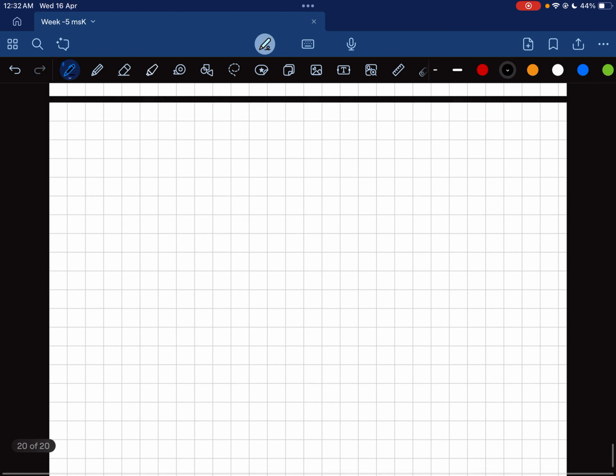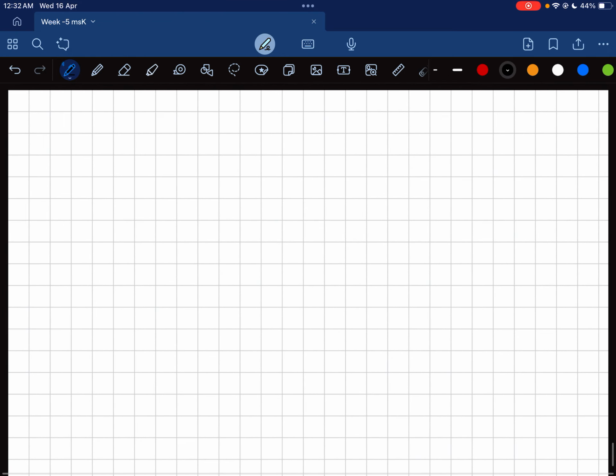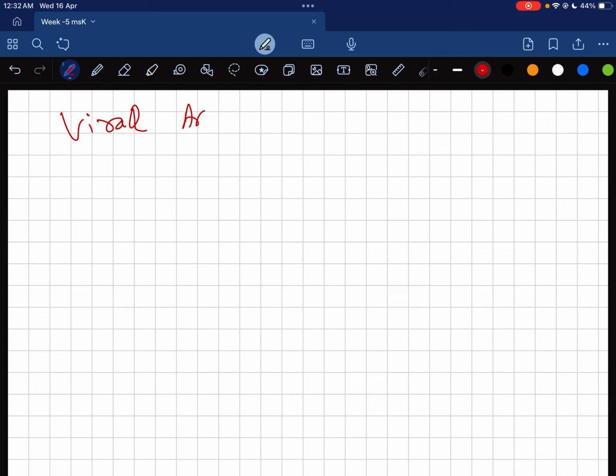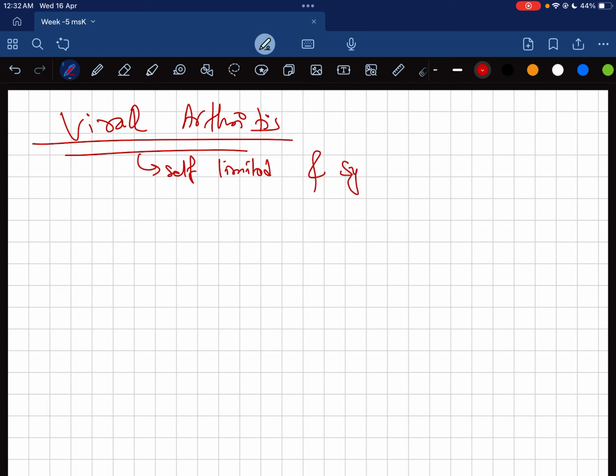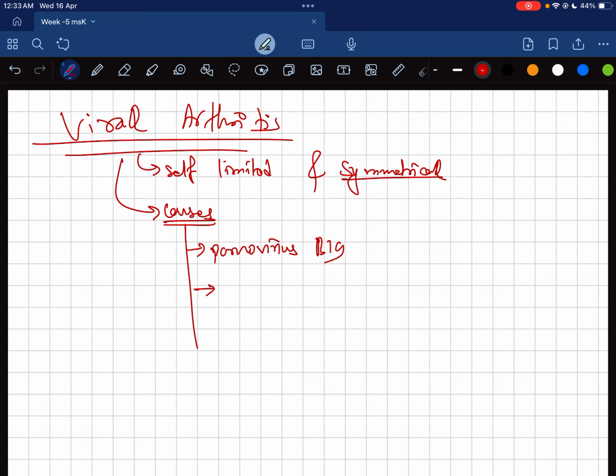So now we are moving on to viral arthritis. It's all from Robbins pathology. In viral arthritis, it is usually self-limited with symmetrical joint involvement. When we look at the causes, there are parvovirus B19, and hepatitis B and C.